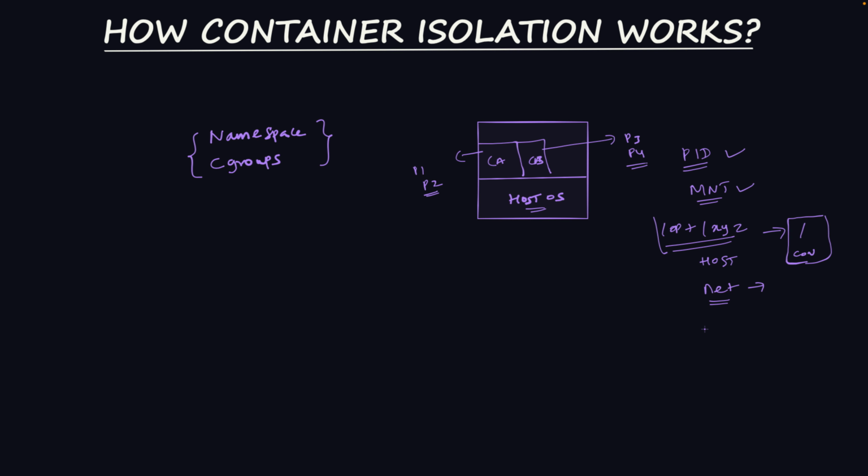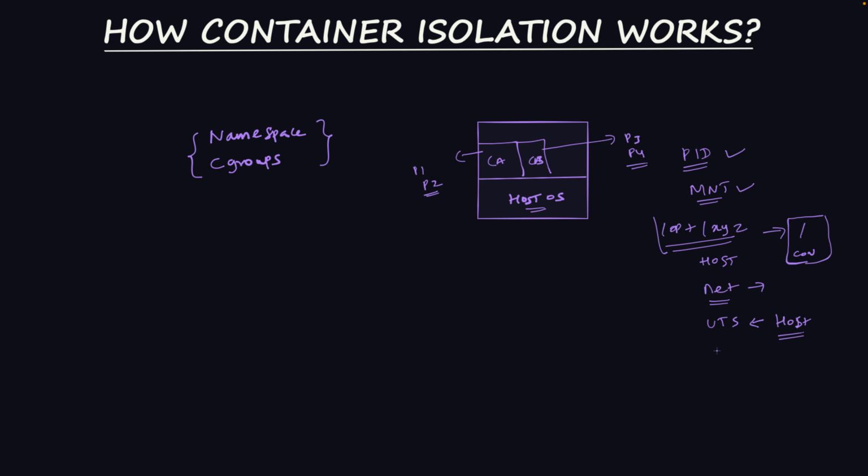Then we also have some additional useful namespaces like UTS. UTS is kind of a misnamed namespace, because it stands for Unix Time Sharing, but what it actually represents is the host name. So we can have a host name for our container by using this UTS namespace.